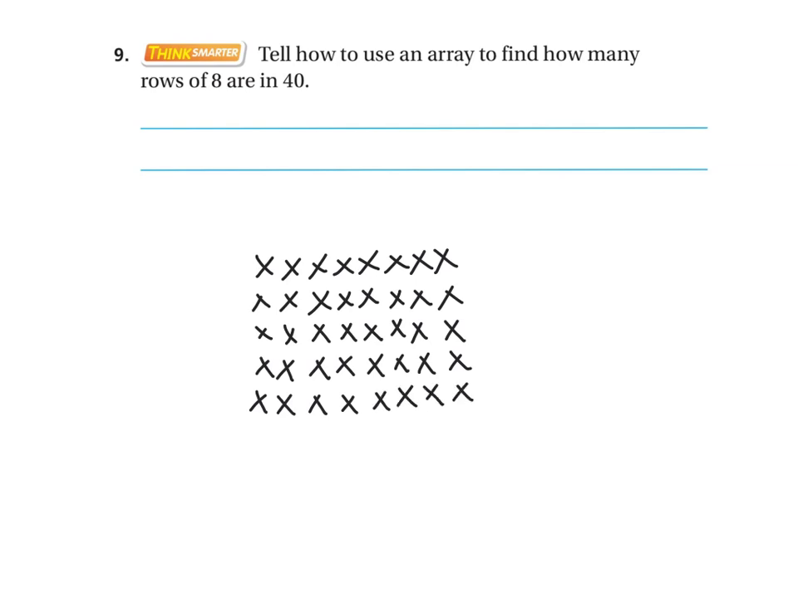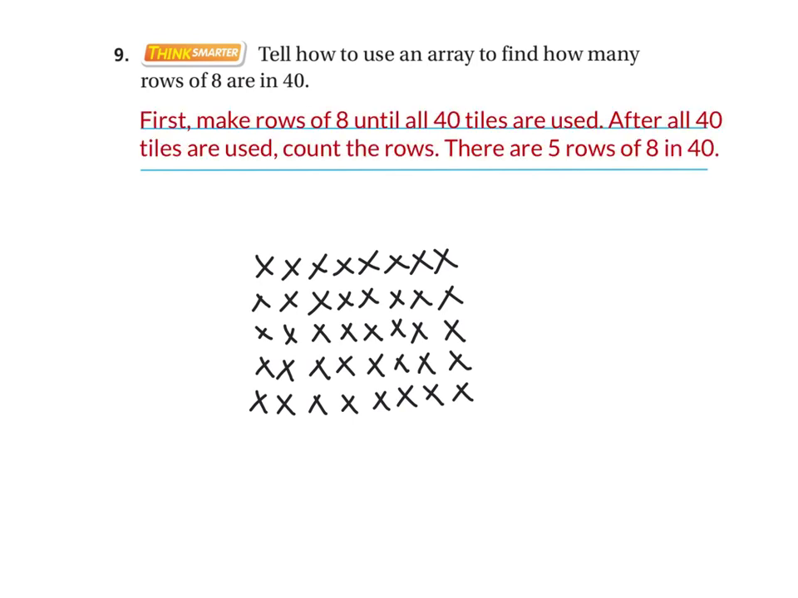All right, I made rows of 8 until I got to 40. So here I see 40, and I'm looking at how many rows there are. So let's count the rows. Here is 1 row, 2, 3, 4, 5. So there are 5 rows of 8 in 40.